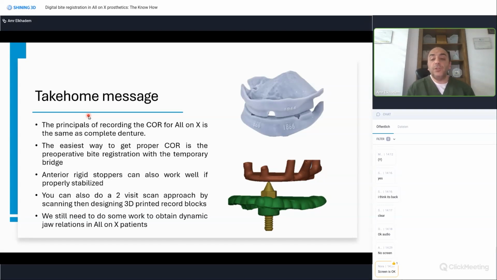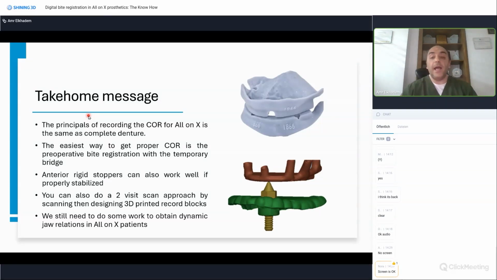If not, you can do it in the same visit of the scan by creating an anterior deprogrammer by one of the different ways I showed you today. Maybe you can put on your imagination and maybe have a better way of doing it. It's just open to anyone to have a new idea of doing this. But the idea is just to stabilize the patient at the required vertical, at the correct centric, and do the scans from the right and the left.